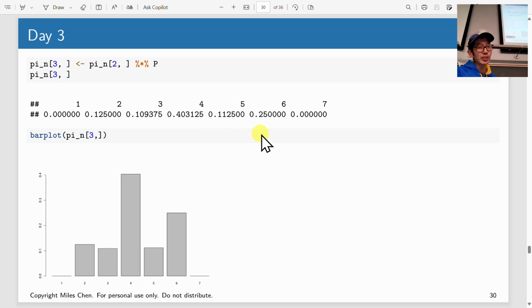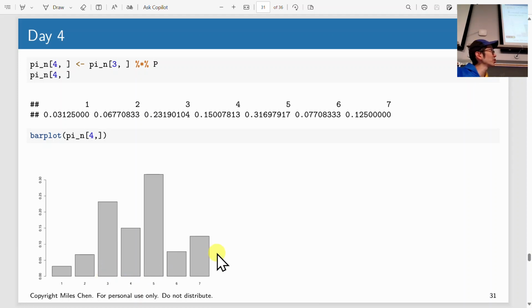So on day 3, a quarter of them from the start ended up at island 6, okay? 1/8 of them are now at island 2, some are at island 3, some are at island 4, some are at island 5, and this is what we have. And then at day 4, this is our distribution. Some will end up at island 7, some are at island 1, and back to 3, and so on and so forth.